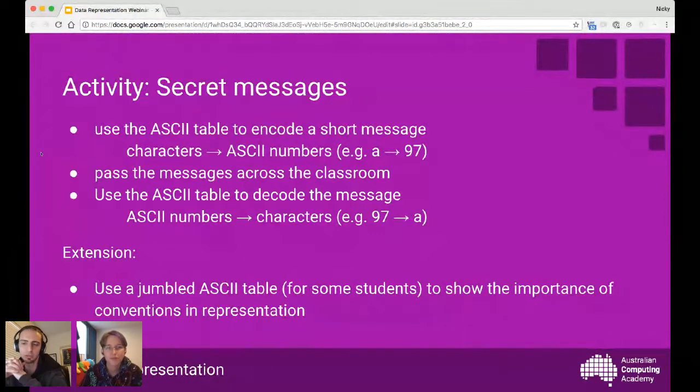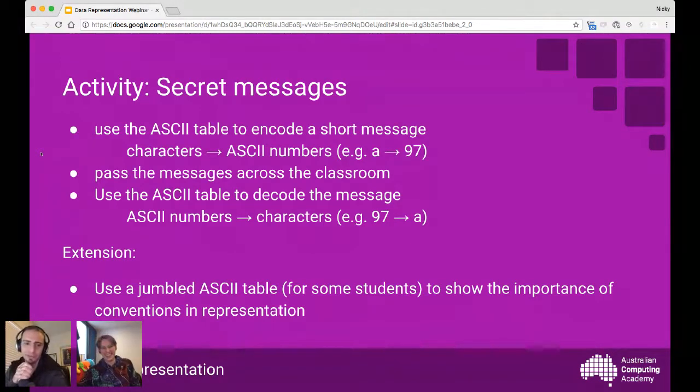And one of the things it's really fun to do with students that are going to be resilient to doing so is to give them an ASCII table that has been jumbled up so that the letters and the numbers don't line up. And that just emphasizes the idea that you have to agree upon what representation you're going to use. You know, if you think A is the number 106 and someone else is using 97, then the message is not going to make any sense when you decode it. So then you've got a cryptography activity on your hands.